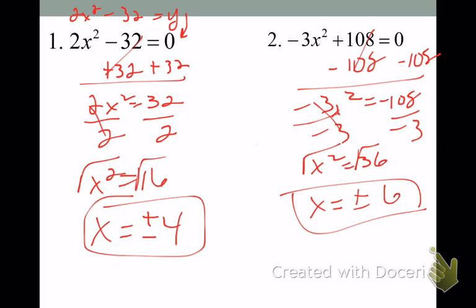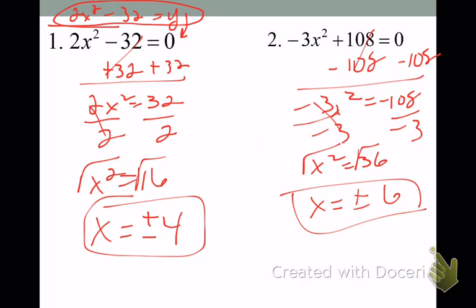Now, think about what that means. For number 1, the solutions are plus or minus 4. So if we graph this function, what would you be able to tell me right now? Well, hopefully you'd be able to tell me that the parabola that we get is going to hit the x-axis at positive and negative 4. Two points on that graph would be (4, 0) and (negative 4, 0). All right?